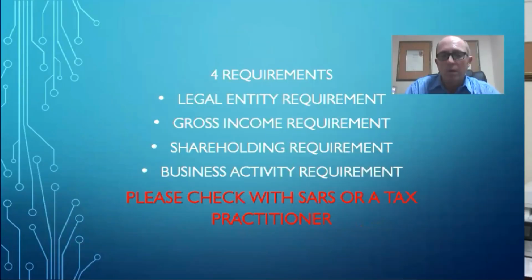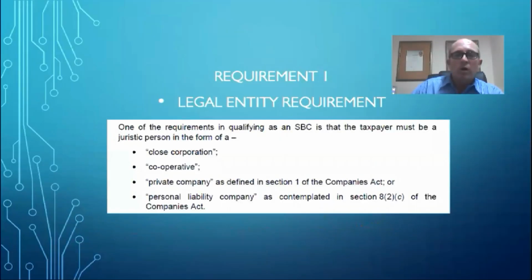So just be careful, and that's why I want to show you now, just so you can be aware of these things that you've got to be careful of. So the first requirement, where they talk about a legal entity requirement, you can see one of the requirements to qualify as a small business corporation is a taxpayer must be a juristic person in form of a closed corporation, a cooperative, or a private company as defined in Section 1 of the Companies Act, or personal liability company. So those are the ones that are allowed to qualify as a small business corporation.